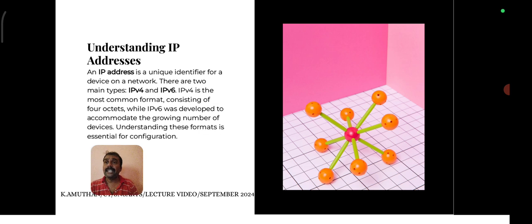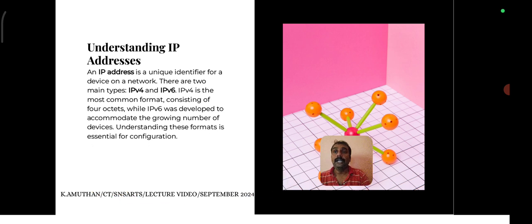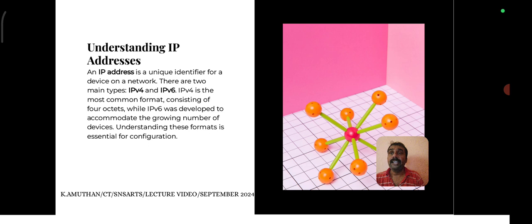In understanding the IP address, an IP address is a unique identifier for a device on a network. There are two main types: IPv4, Internet Protocol version 4, and IPv6, Internet Protocol version 6. IPv4 is the most common format, consisting of 4 octets. An octet is a measurement unit. IPv6 was developed to accommodate the growing number of devices. Understanding this format is essential for configuration.